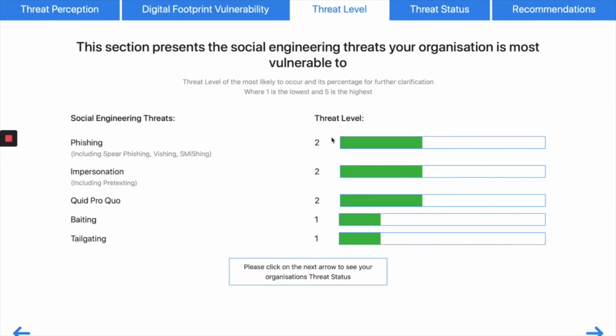So here shows the threat percentages and the threat levels. So luckily they are all green because the digital footprint vulnerability was low. So it shows here the social engineering threats, the threat level, and here is a percentage. This goes up in terms of 20%, and depending on how likely it is to occur, it will go from green to amber to red.